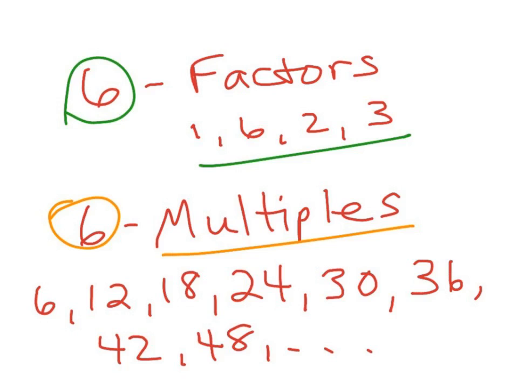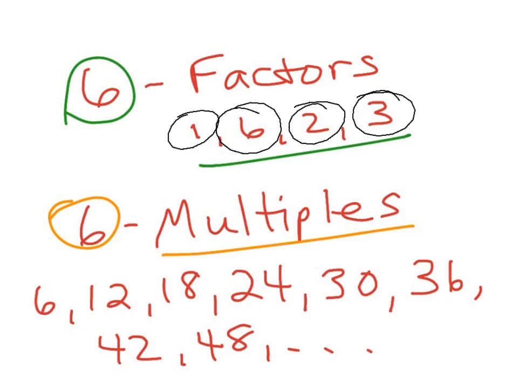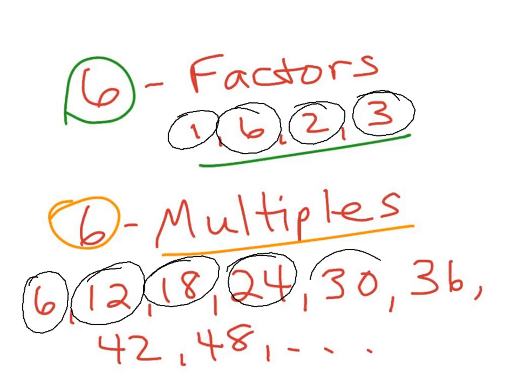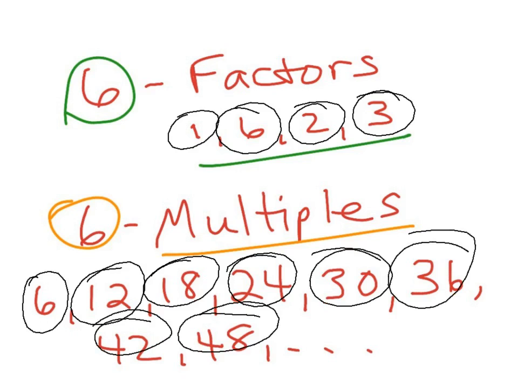Here's another example, a bigger one here. Factors of 6. I have them out of order here, but it would be 1, 2, 3, and 6. Those are the numbers that go into 6. Now the numbers that come out of 6 will be your multiples: 6, 12, 18, 24, 30, 36, 42, 48, and so on, continuing forever.